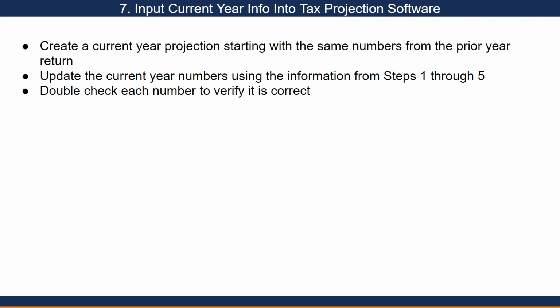So I always go through and I make sure, okay, here's our W-2 income. Is that the right number? Is that the number that agrees to what we've projected? Here's the business income. Is that the right number? Is that agreed to what we projected?